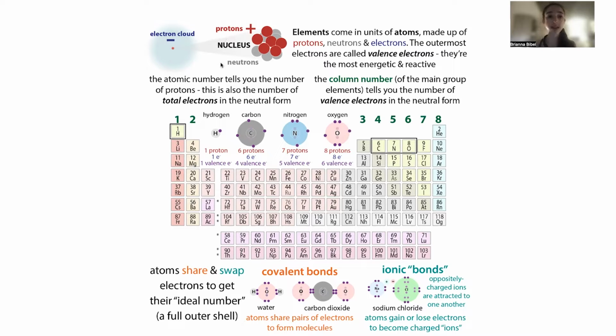The protons and the neutrons hang out in this dense central core we call the nucleus, and then whizzing around are electrons, these negatively charged electrons. And those electrons are going to be the way that these atoms interact with one another.